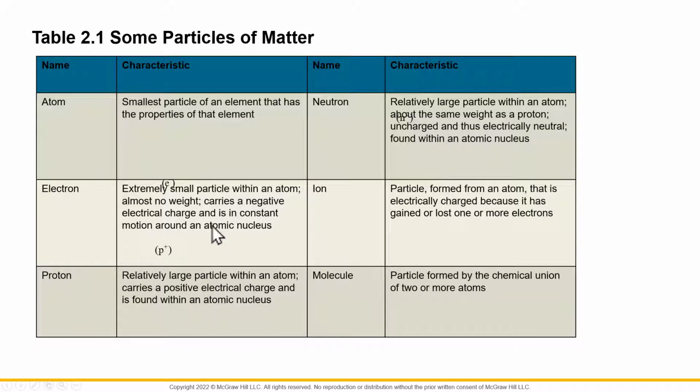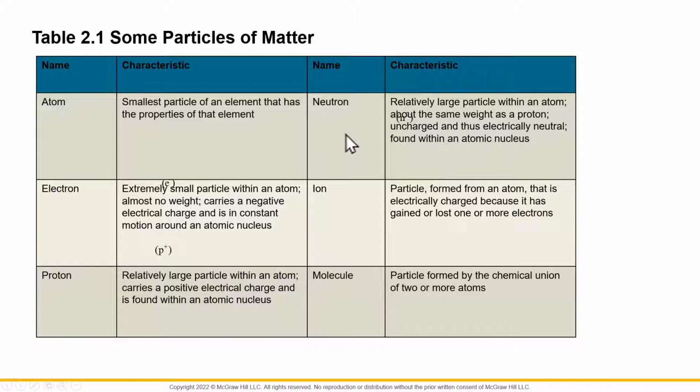All right, so the smallest particle of an element is called an atom. It has certain pieces to it. It has a nucleus, and the nucleus has protons and neutrons in it. Then around the atom, it has electrons. Okay? So the nucleus is made up of protons, and we'll take a look at this, but it's a large particle. It has a positive charge.